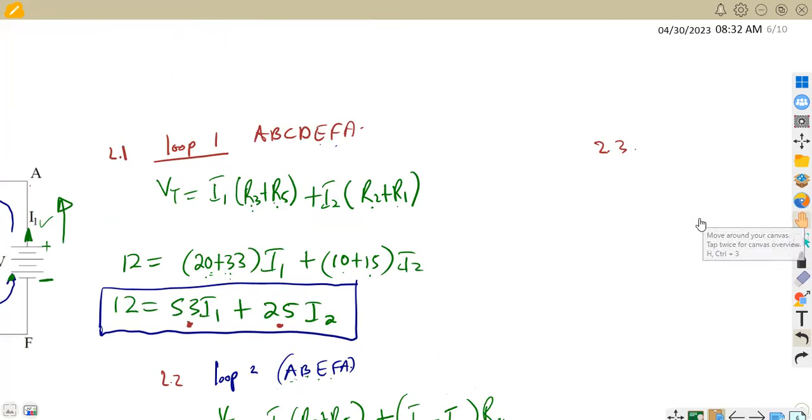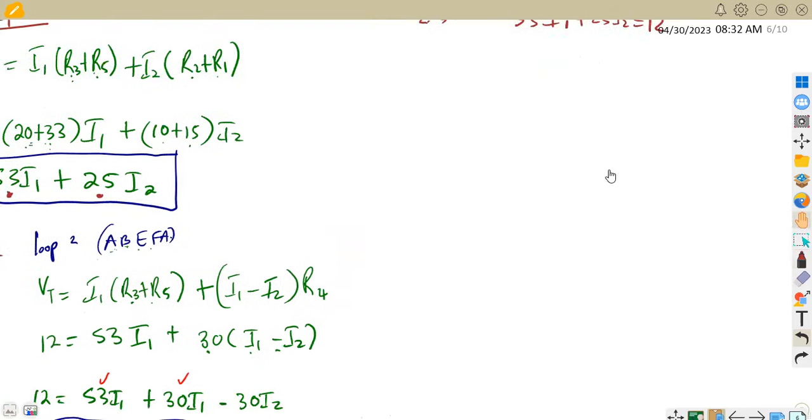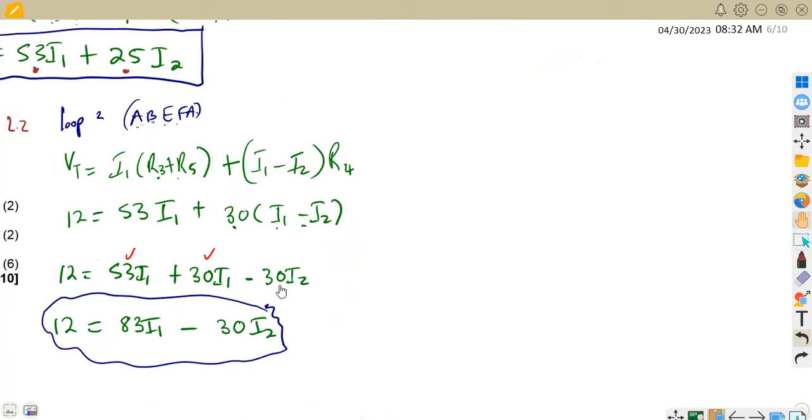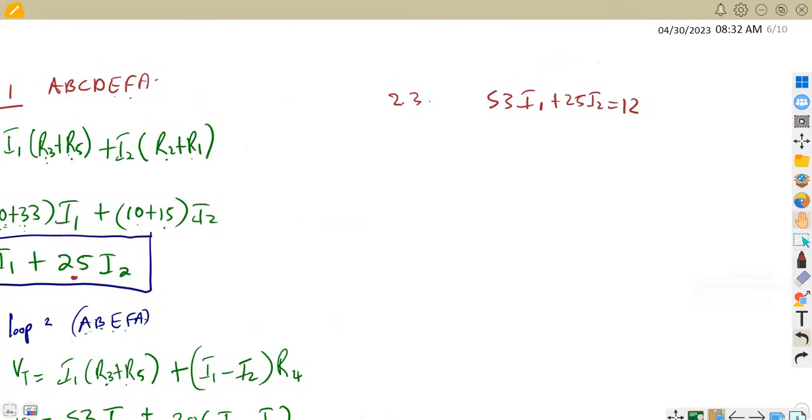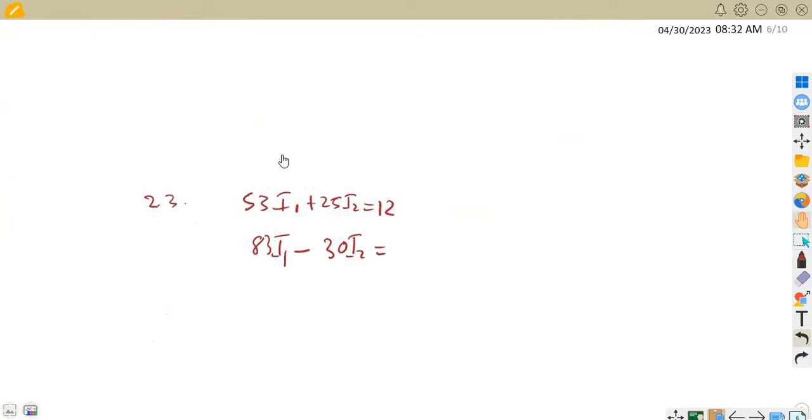From equation 1, I'm going to take this one from loop 1, starting with the variables. So this is 53 I1 plus 25 I2, which is equal to 12. That's my first equation. Then from this second loop, I got 83 I1 minus 30 I2, and we are going to equate this whole part to 12.